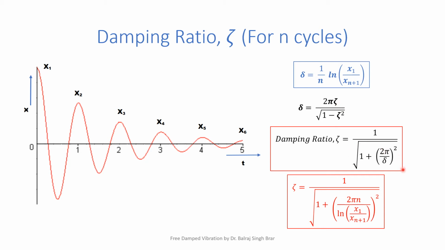Or if we want to put the values of the first amplitude at the start of the cycle, and the amplitude after n cycles, where n is the number of cycles, then we can use this relation. Simply what we have done is put the value of delta from here in this relation to derive the relation for zeta. So in the coming slides, we will be applying these relations to solve different problems.